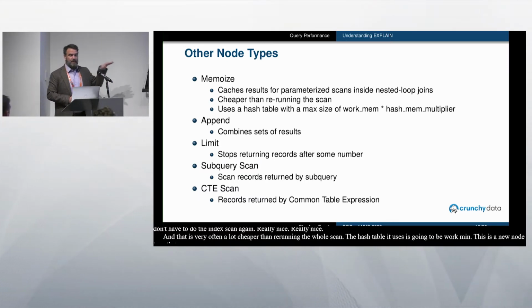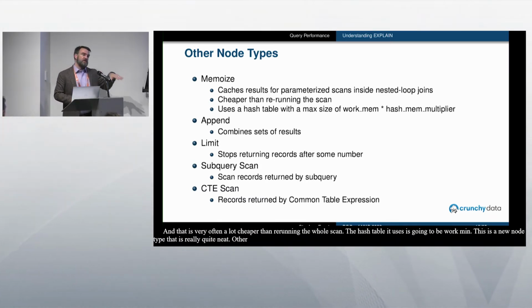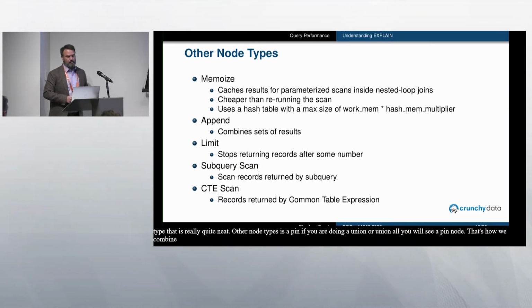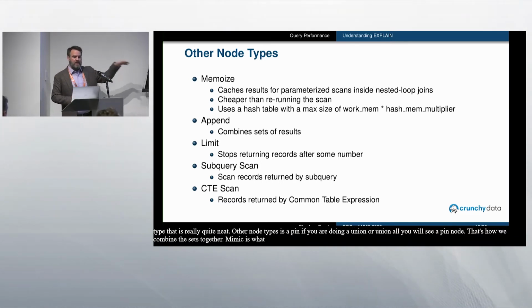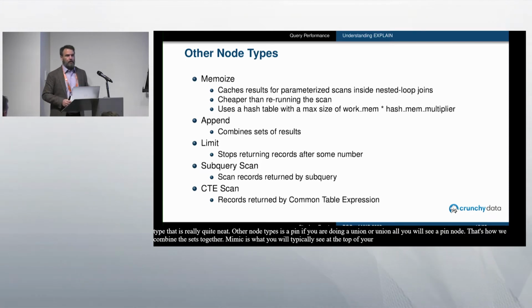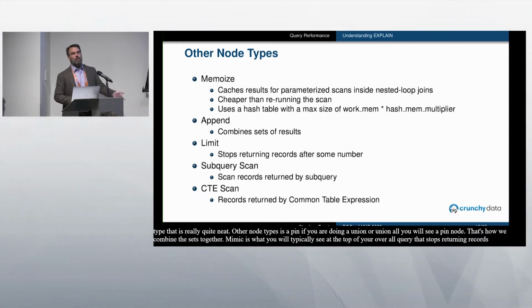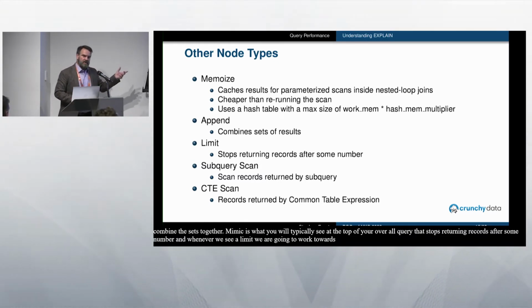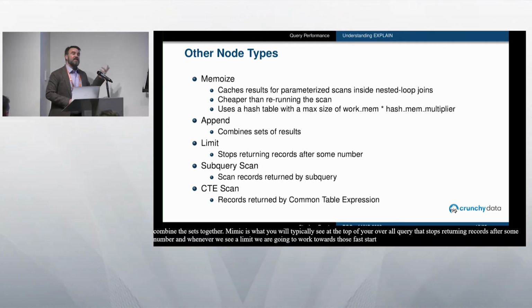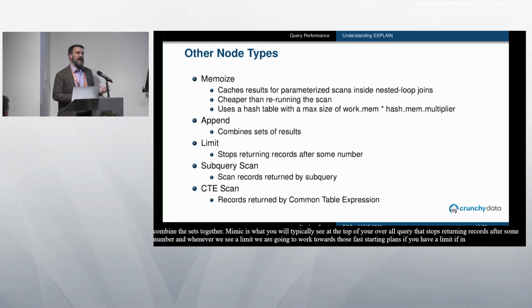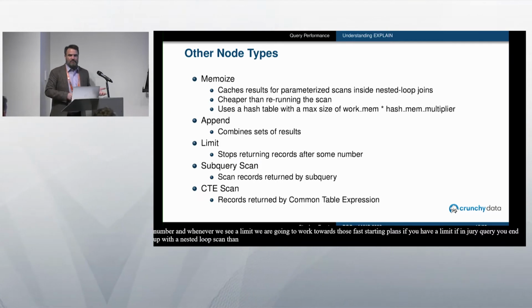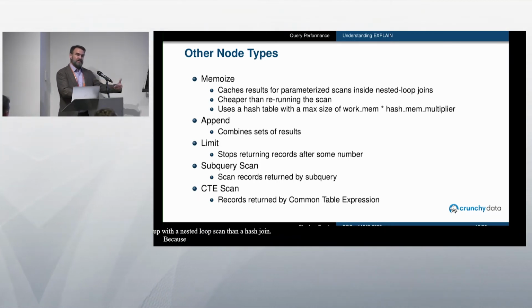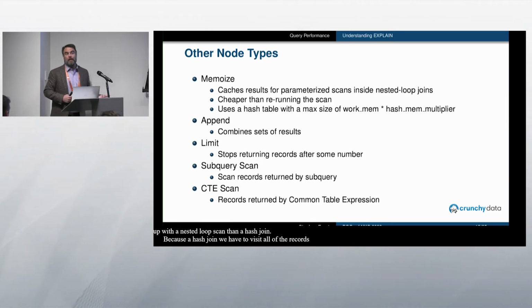Other node types that you might see: Append. If you're doing a union or a union all, you'll see an append node. It's how we combine the sets together. Limit is what you'll typically see at the top of your overall query. That's going to stop returning records after some number. Whenever we see a limit, we're going to work towards favoring fast-starting plans. So if you have a limit in your query, you're much more likely to end up with a nested loop scan than a hash join, because with a hash join we have to visit all of the records, whereas with a nested loop join we can potentially stop early.